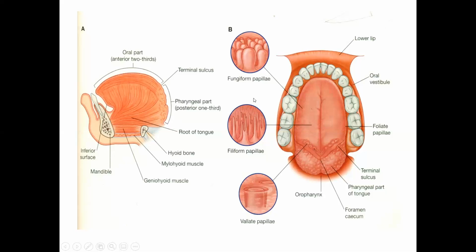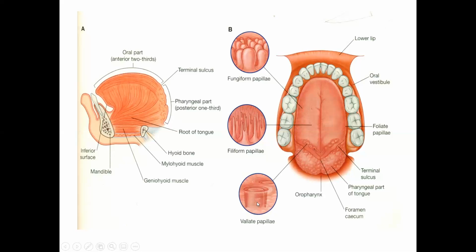Okay. Then we have the fungiform papillae. They are located on the lateral margins of the tongue. You can see here, they are located on the lateral margins of the tongue. The fungiform papillae are round in shape, while the filiform papillae are cone-shaped. The fungiform papillae are present in numerous amounts.